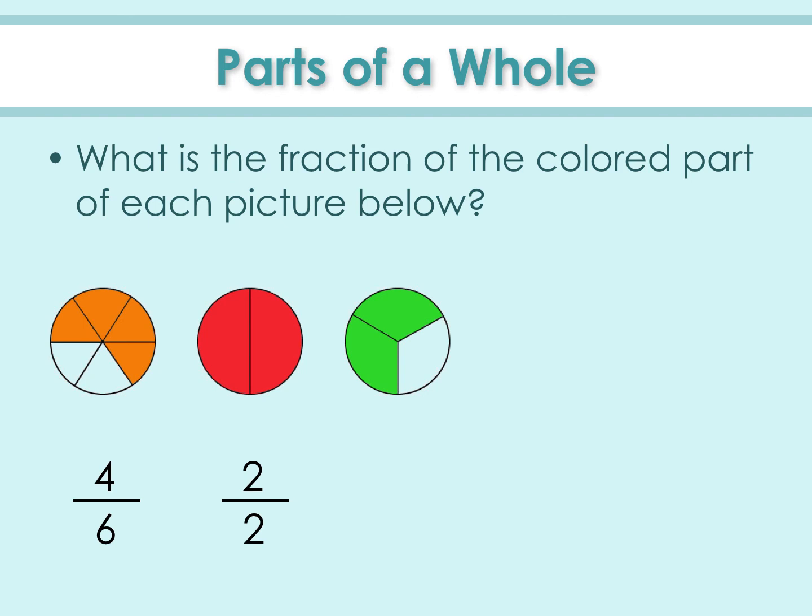What fraction of the circle is shaded green? If you wrote down 2/3, then you are correct. 2 parts of the circle are shaded green, and there are 3 parts total. What is the fraction of the circle that is shaded blue? If you wrote down 7/8, then you are correct. 7 parts are shaded blue, and there are 8 parts total, or 7 parts out of 8 are shaded blue.